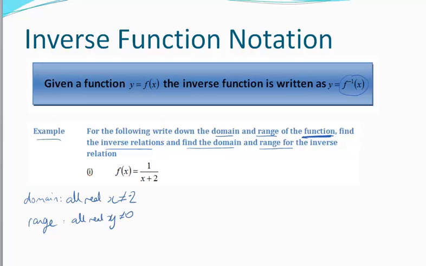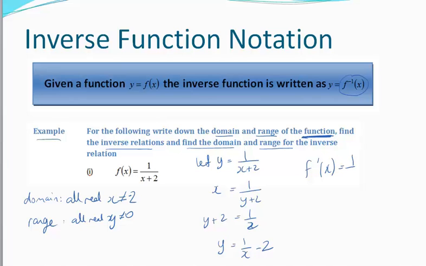Now to find our inverse relation, let y equal 1 on x plus 2. We interchange, so x is equal to 1 on y plus 2. Y plus 2 is equal to 1 on x. Subtract 2 from both sides. Y is equal to 1 on x minus 2. So we write our inverse function of x is equal to 1 on x minus 2.